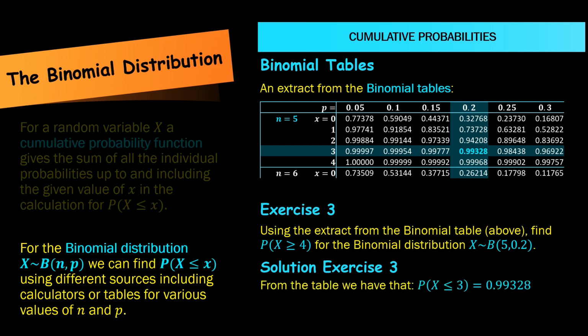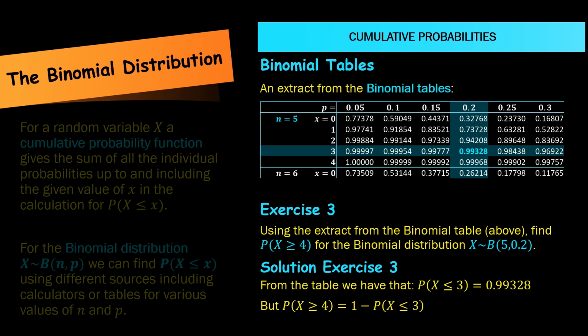So from the table, we have that the probability x less than or equal to 3 is 0.99328. Notice that this is where we have n equals 5, here is r equals 3, or little x equals 3, and here is p equals 0.2. And the intersection of the row and the column occurs at 0.99328.